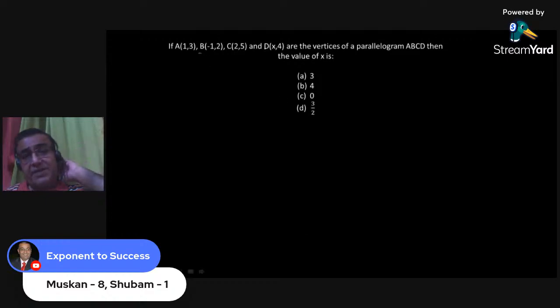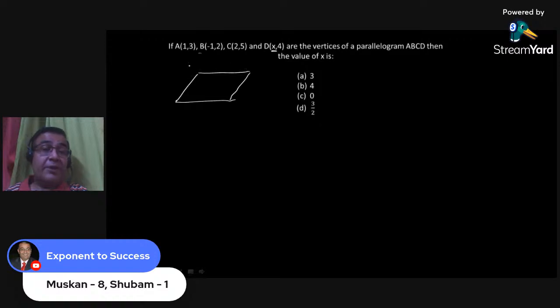If A, B, C, and D are the vertices of a parallelogram ABCD, then the value of x is this, x you have to find out. So they are saying they are the vertices of a parallelogram. So let me make a parallelogram first of all. The points are A, B, C, D. So don't make the mistake of naming this as C and this as D because you have to go in the correct order. A, B, C, D.